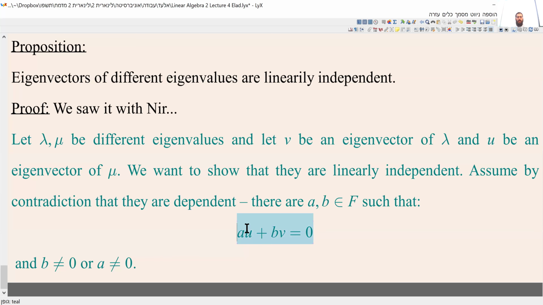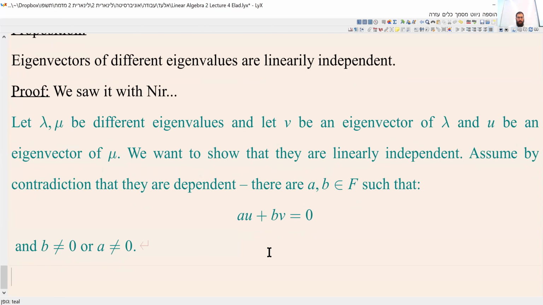So why is it not true? Why is it a contradiction? We can multiply it by A and multiply it by lambda. We can use the very definition of eigenvalues and eigenvectors. Let's write it down.